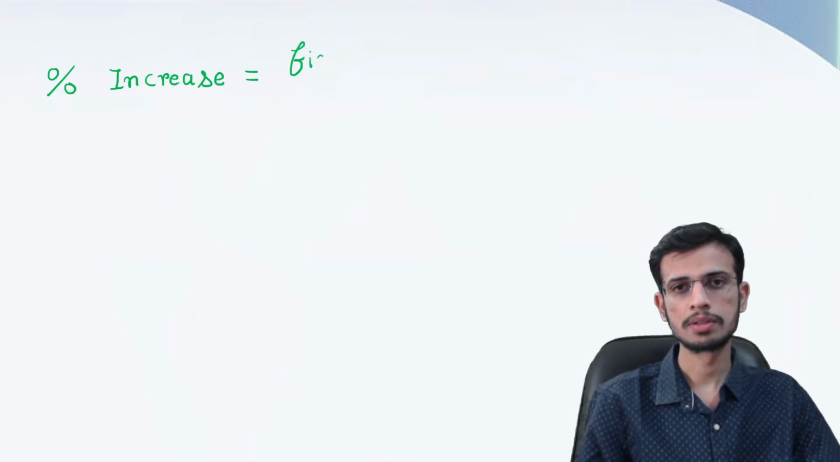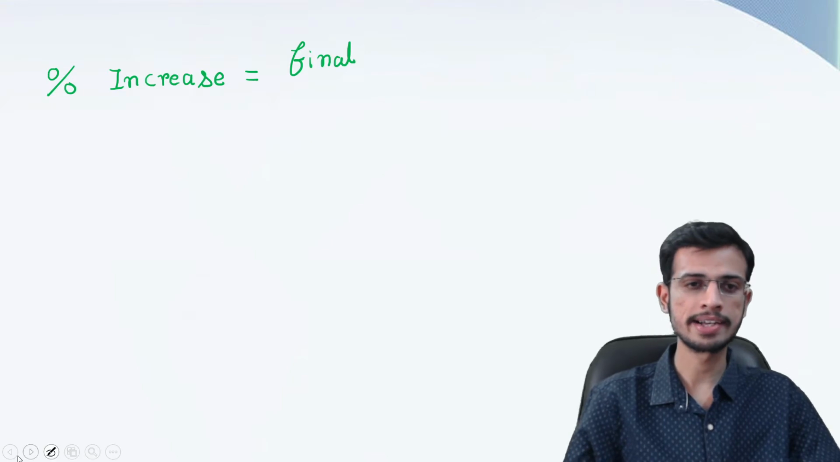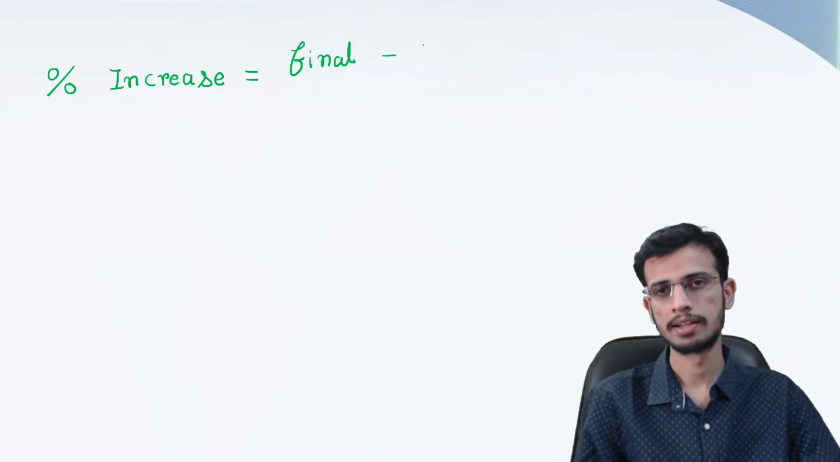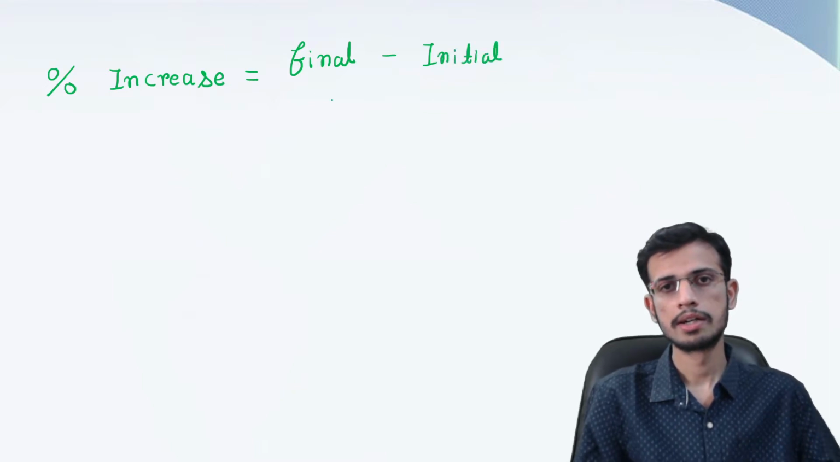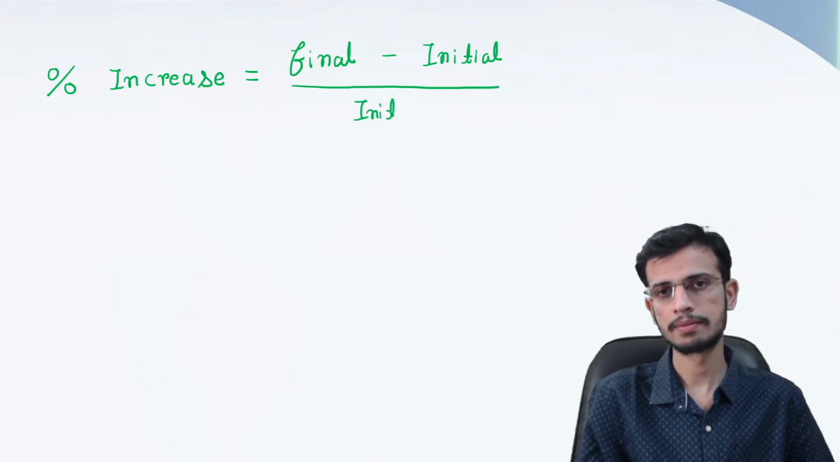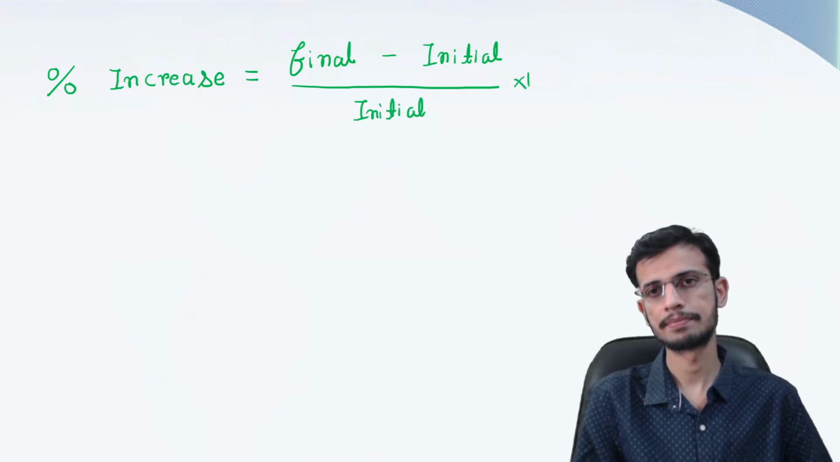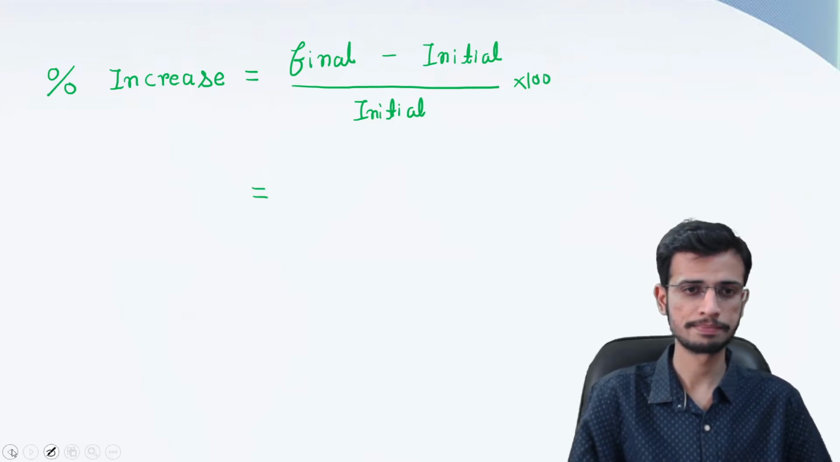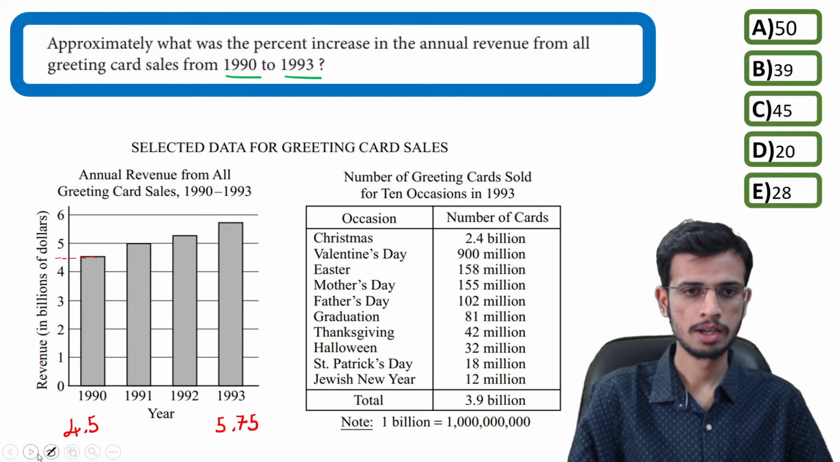Final value is revenue in 1993 minus revenue in 1990, divided by revenue in 1990. Final minus initial, divided by initial, into 100, because you have to find the percentage. Yes, we can just put these values and get our answer.